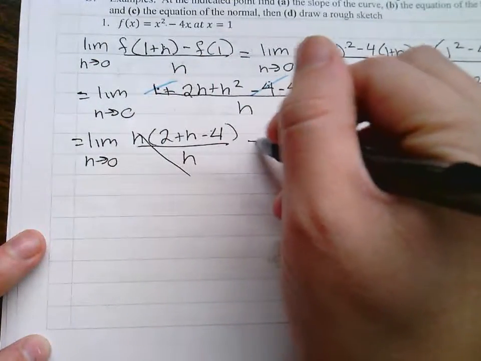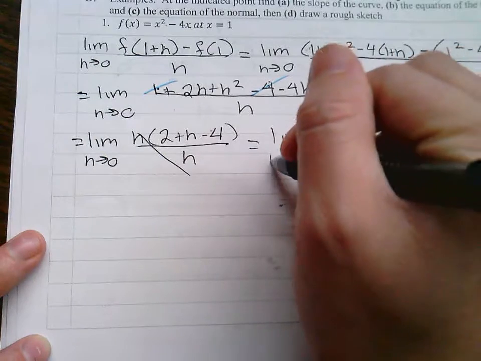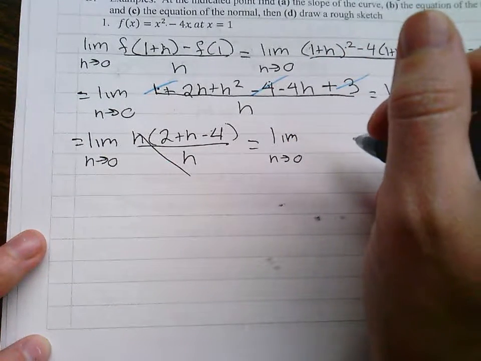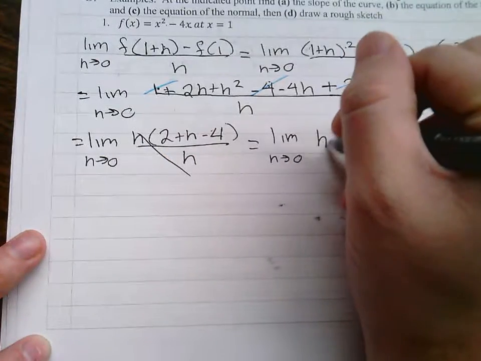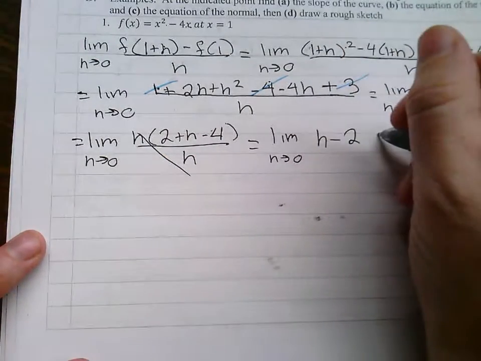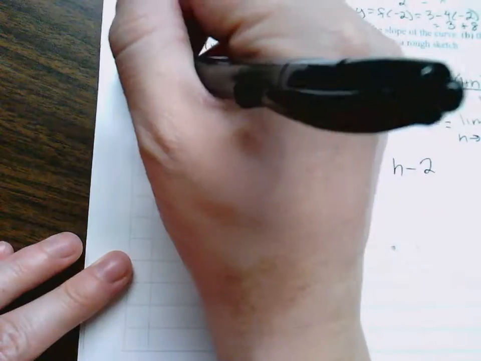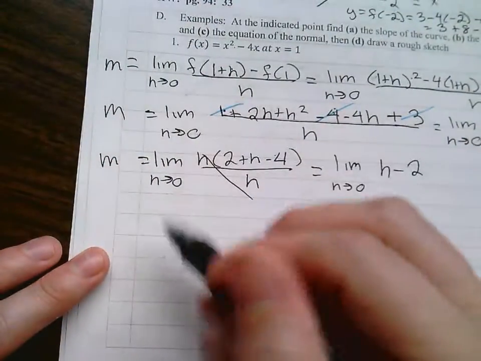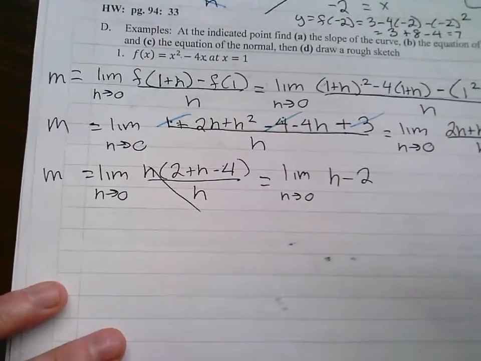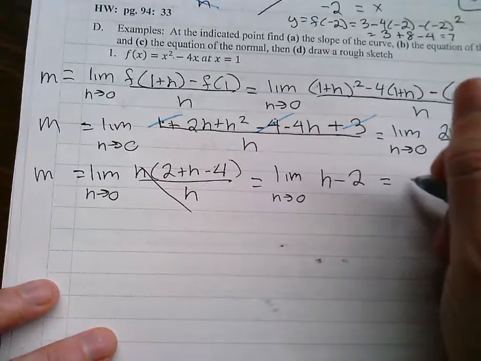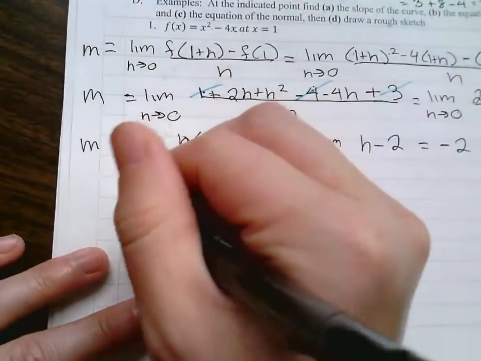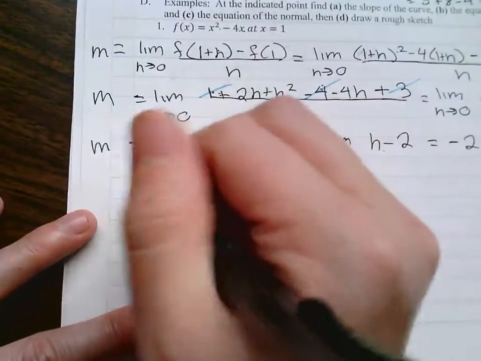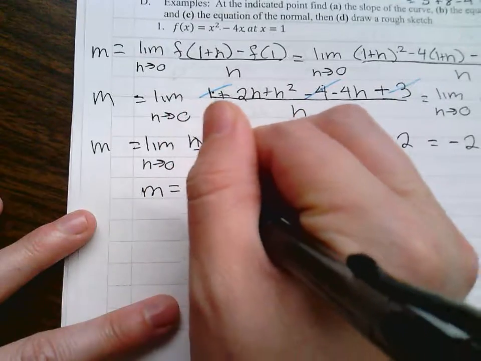Cross that out, you get the limit as h approaches 0 of h minus 2. Go ahead and put 0 in here. Don't forget m equals this, because that's your slope. Don't ever forget this means your slope. h minus 2, so you get negative 2. So that is our slope. Our slope of the curve is negative 2.